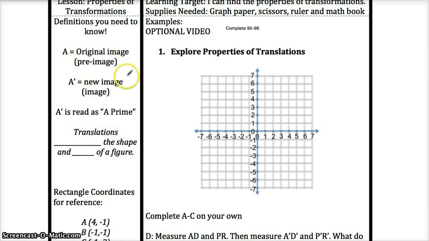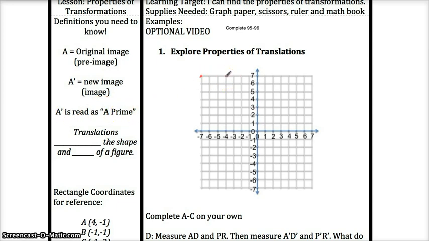All right, so definitions that you need to know. For example, if we have the point right here and we label this point A, this is the original, this is the pre-image, and then if we move this point over here, this now becomes A prime. This dash up here is not an apostrophe. This symbol just means prime. A prime is read as A prime, and this just shows you which one is the original and which one is the new.